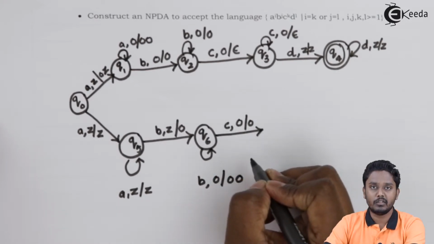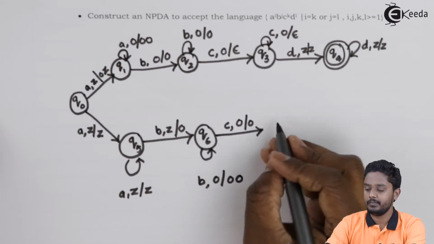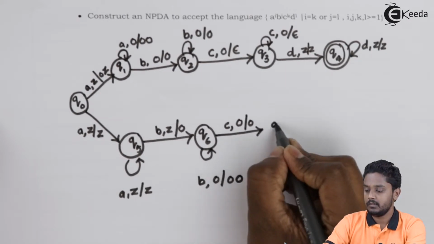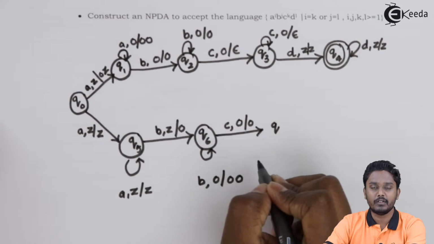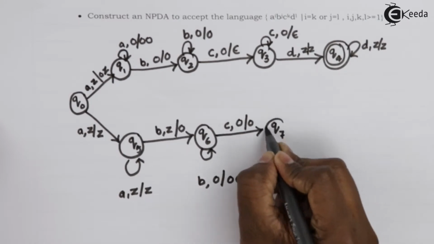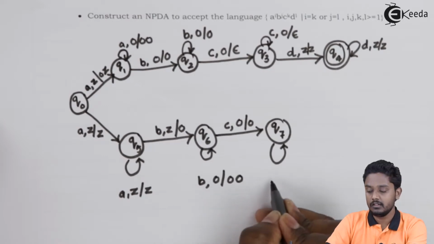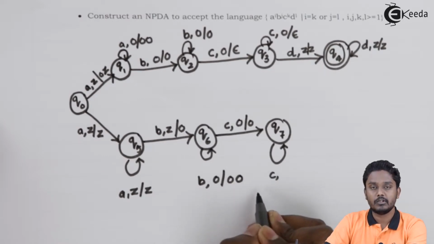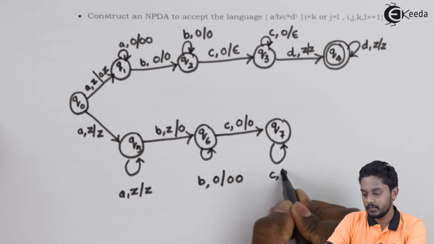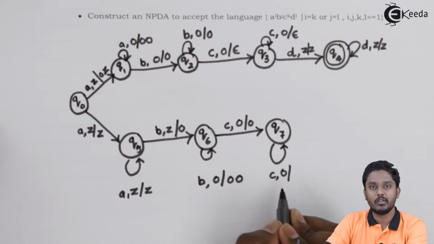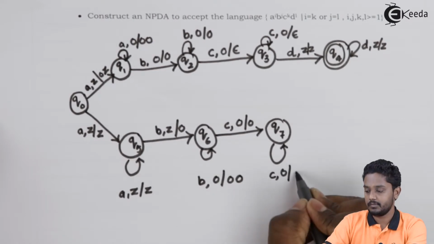Now we can skip all the C's which are coming up. Let us say Q7 is that state. With every C, 0 as the top of the stack, keep the 0 as it is.